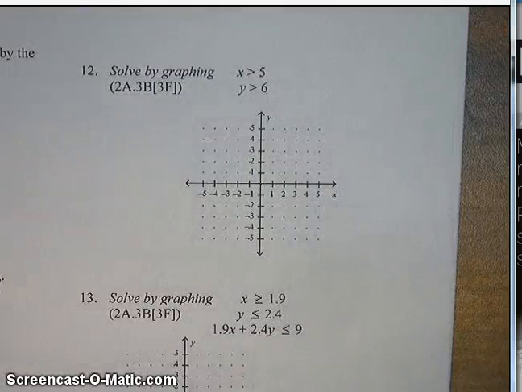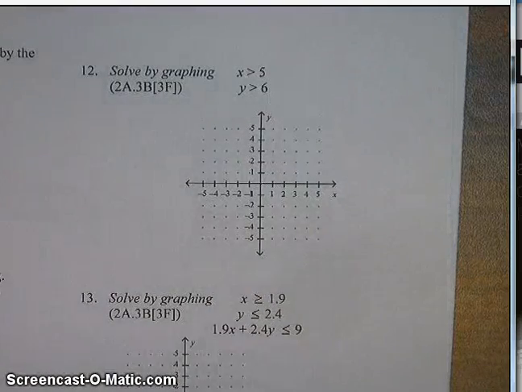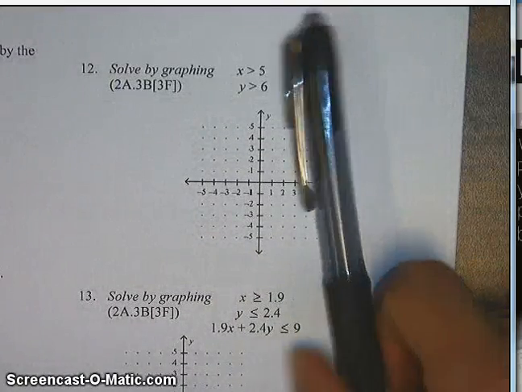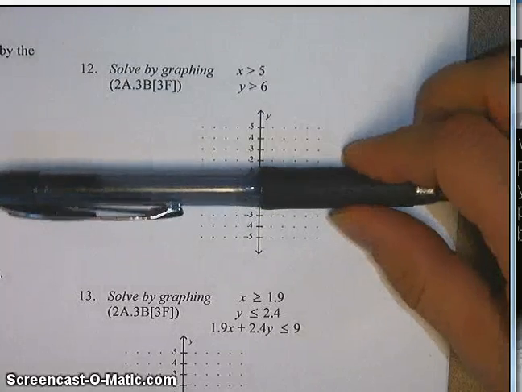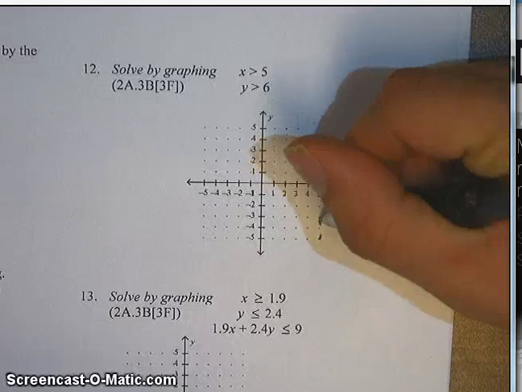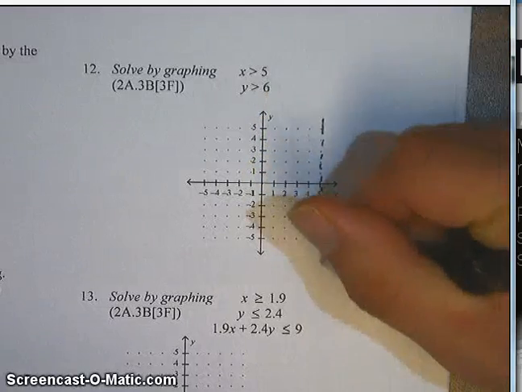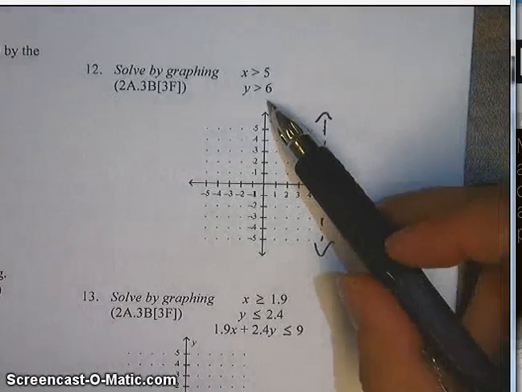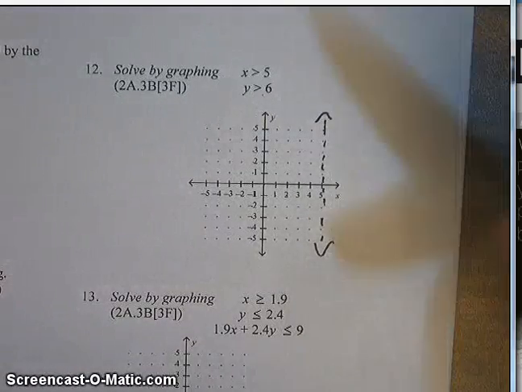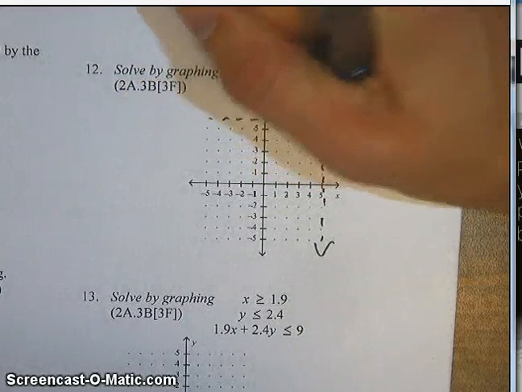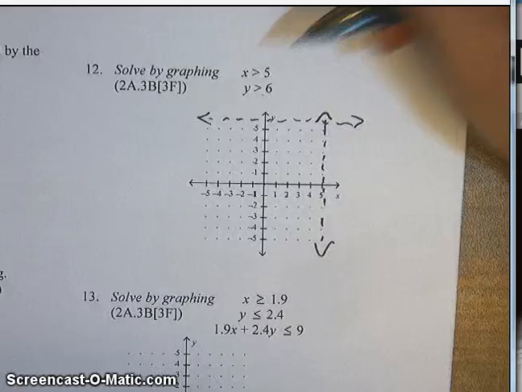On number 12, it says solve by graphing. X is greater than 5, y is greater than 6. X equals any number is a vertical line. Y equals any number is a horizontal line. So x is greater than 5 is a dashed line on the x-axis around 5. And y is greater than 6 is a dashed line at the y-intercept of 6, which is right up there.